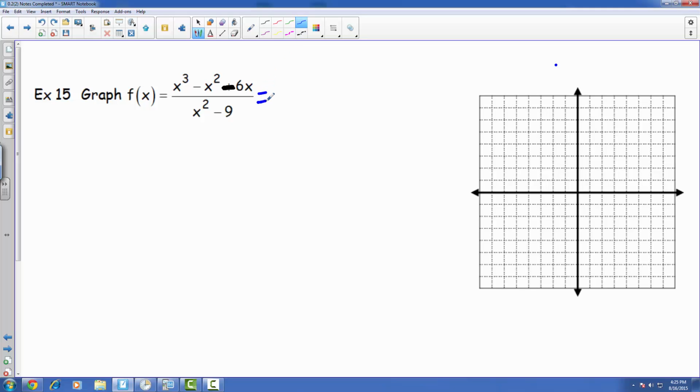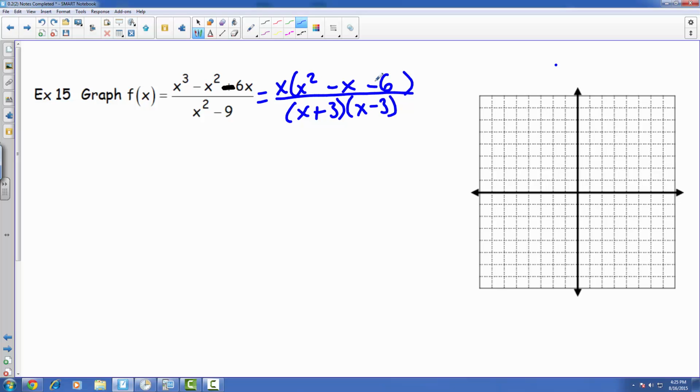So we're going to go ahead and try that out. The biggest thing that we can pull out on top is actually just an x. So they all share that common value of x. And then we would be left with x squared minus x minus 6. On the bottom, we have the difference of two squares, so that's just x plus 3 times x minus 3.